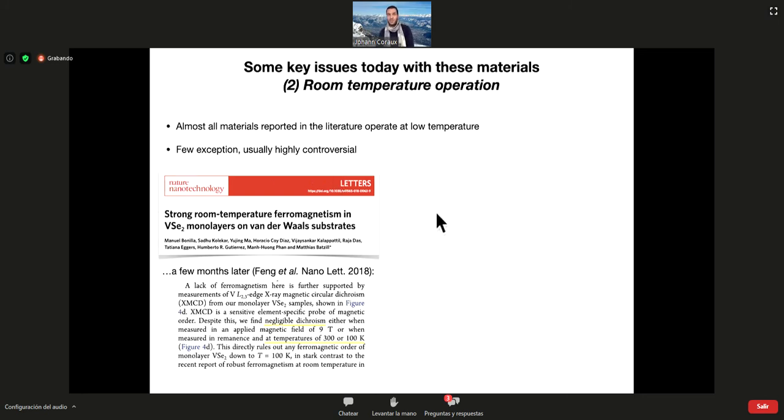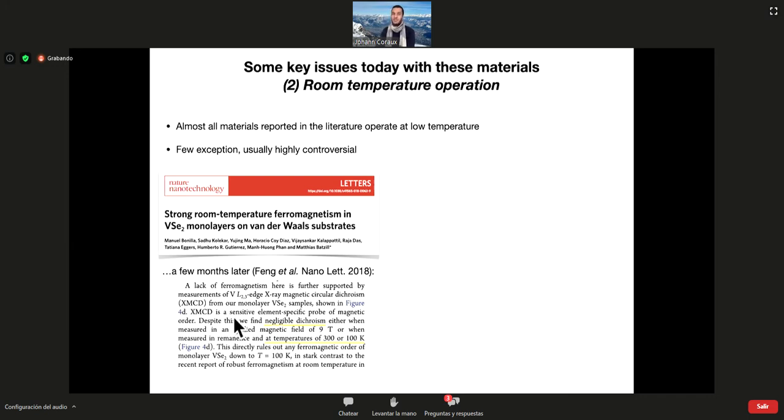So here is an example, a famous one. That's a Nature Nanotechnology paper published in 2018 or 17, I don't remember, 18, claiming strong room temperature ferromagnetism in a monolayer of vanadium diselenide that has been grown, I think, by molecular beam epitaxy. And well, a few months later, you find in this Nano Letters paper that reports results measured by X-ray magnetic circular dichroism that, well, basically they found no dichroic signal in such samples.